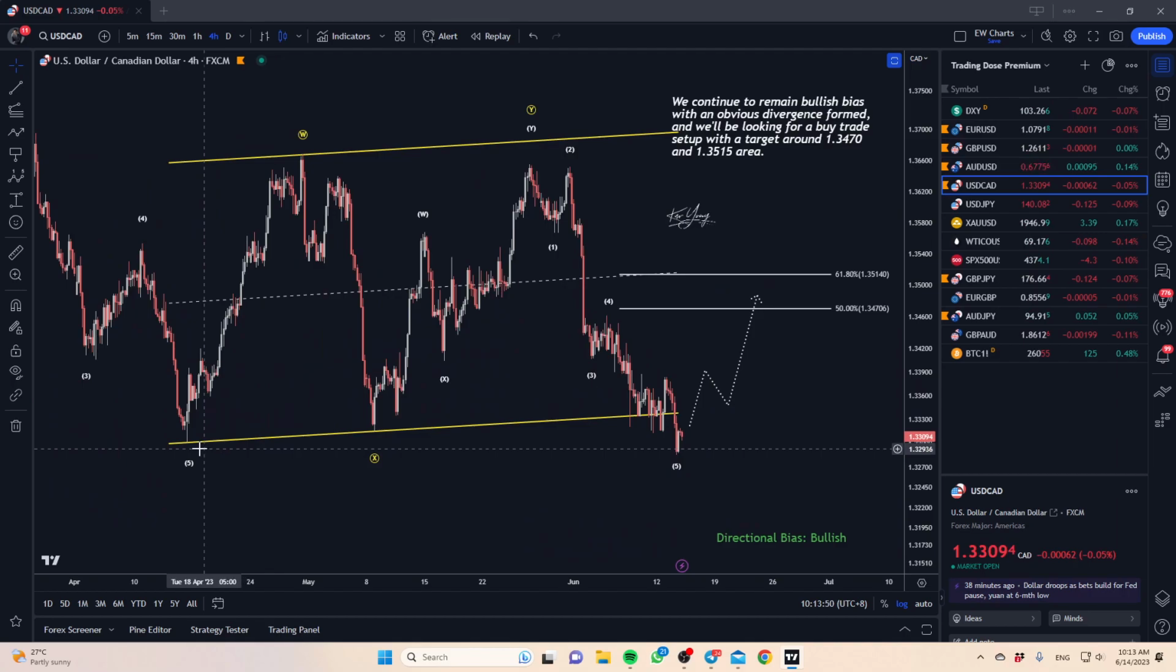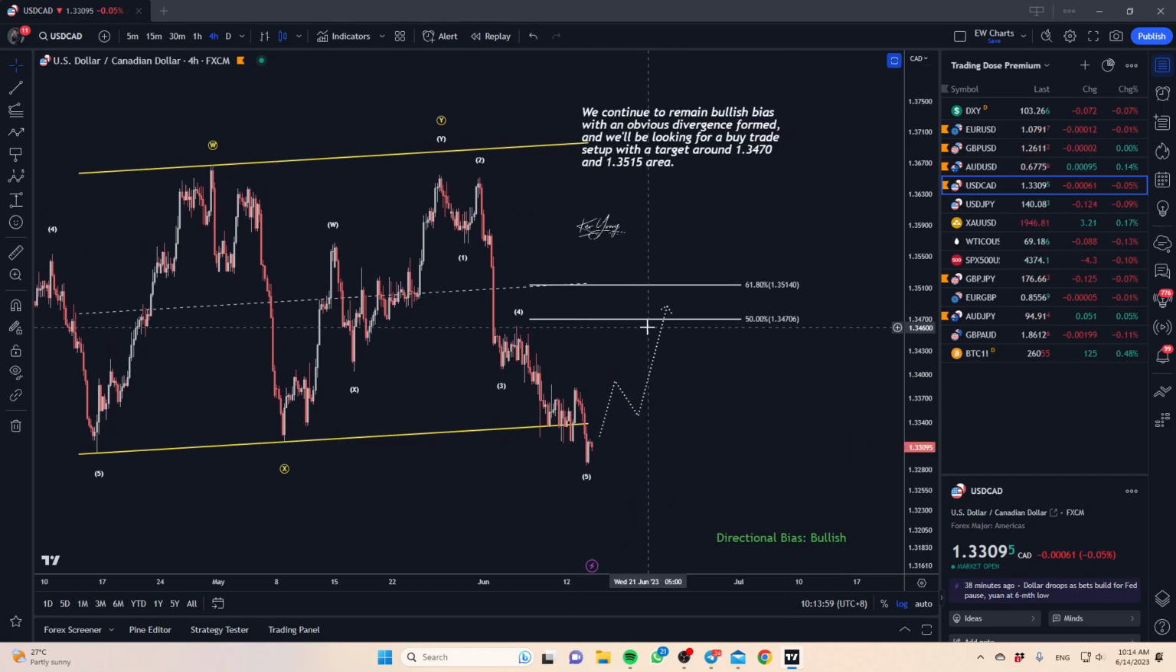We do have the bottom of this channel here as well, but of course recently it kind of broke it, but again, it can be just a fake break, and from here we can start to look for a buy opportunity back towards 1.3470 to 1.3510.